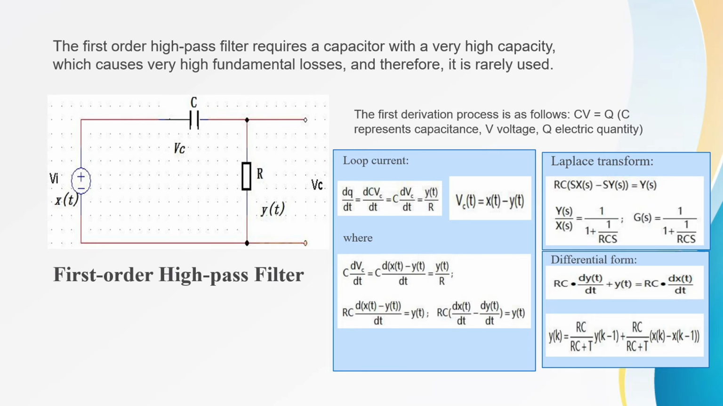For the Laplace transform, RC s X(s) minus s Y(s) equals Y(s). Y(s) over X(s) equals 1 over 1 plus 1 over RCs, or G(s) equals 1 over 1 plus 1 over RCs. The differential form is RC dy(t) over dt plus y(t) equals RC dx(t) over dt.